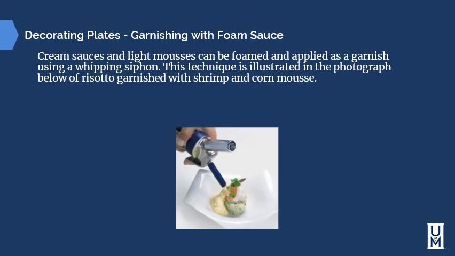Cream sauces and light mousses can be foamed and applied as a garnish using a whipping siphon. This technique is illustrated in the photograph below of risotto garnished with shrimp and corn mousse.